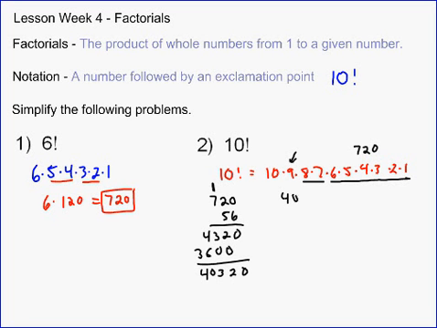40,320 times 9: I did 9 times 0 is 0, 9 times 2 is 18, carry the 1, 27 plus 1 is 28, so 8, carry the 2, 0 times 9 is 0, plus 2, so that's where the 28 came from. And then 4 times 9 is just 36. And then multiplying by the 10 is just adding a 0 on the end. So 10 factorial equals the same thing we just got there, but adding a 0 on the end. So 3,628,800. That's what 10 factorial equals.